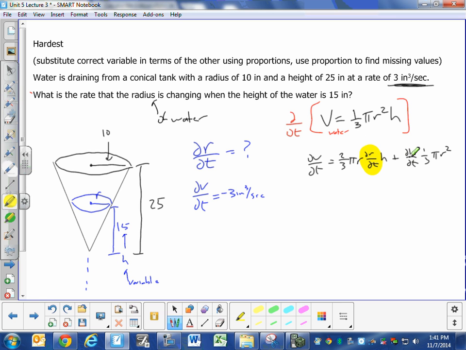But I don't know what the height is doing, right? No. I know the height is 15 inches, so I can plug in h and plug in 15. But I don't know how the height is changing. Well, that's a problem. So dh/dt is a problem here. I don't know what this is. So let's go back. Let's kind of start over, and let's see what we should do.